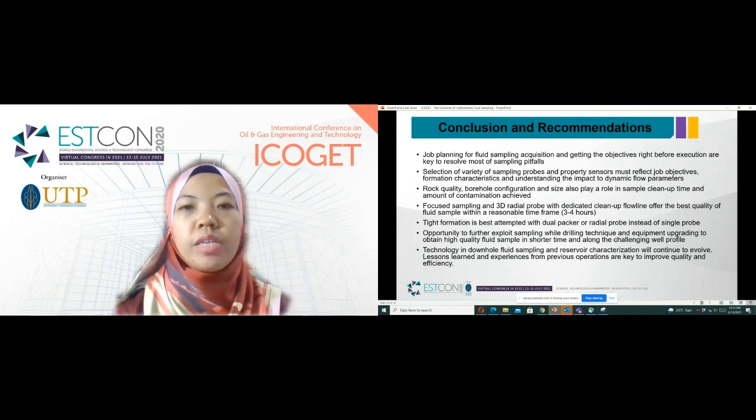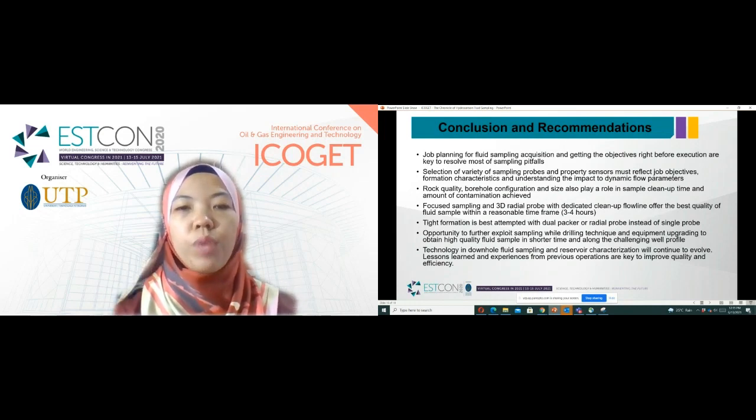Throughout the case studies, we have seen many types of different probes being used, and in essence, the 3D radial probe or the focus sampling probe offer the best quality to get the cleanest reservoir fluid. Tight formation is best attempted using dual packer or 3D radial probe, while laminated sand is best attempted using the elongated or elliptical probe.